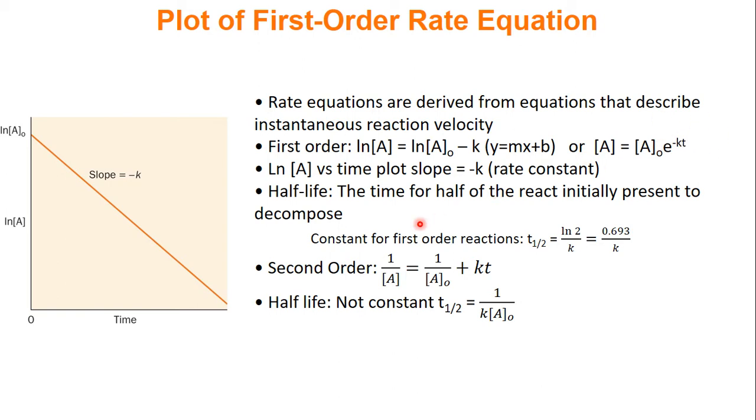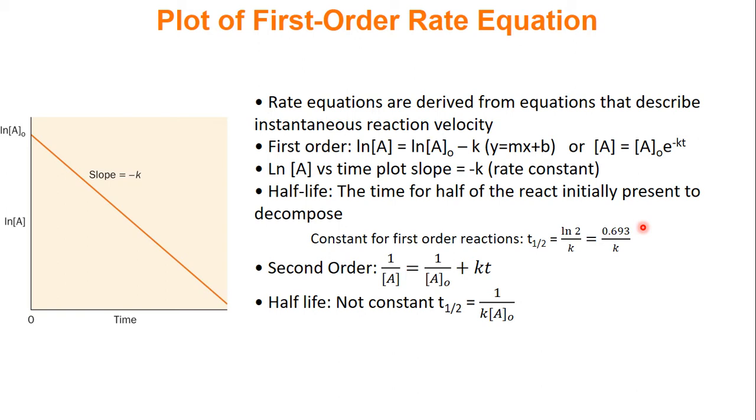Now for first order reactions, and for all reactions, we have what's called the half-life. The half-life is the time for half of your reactant to decompose. So how long does it take for A0 to become 1/2 its starting concentration? If it's a first order reaction, this time is actually constant. It doesn't matter how much initial reactant you have for a first order reaction, your half-life is always 0.693 divided by your rate constant. So if you have 100 grams of A or 1,000,000, half-life is still the same.